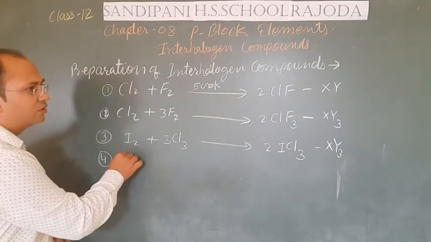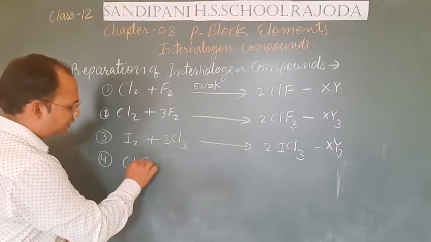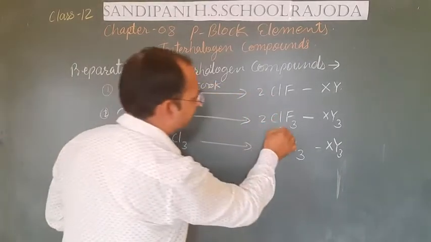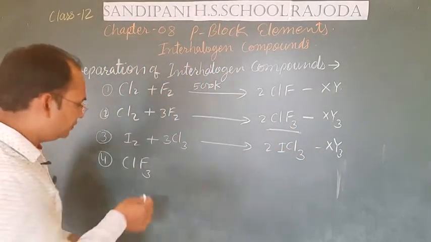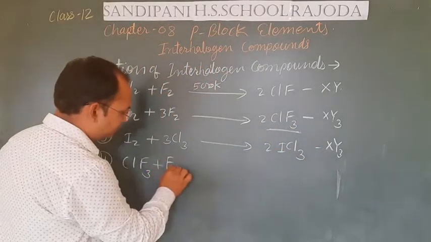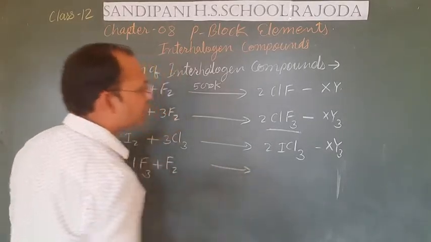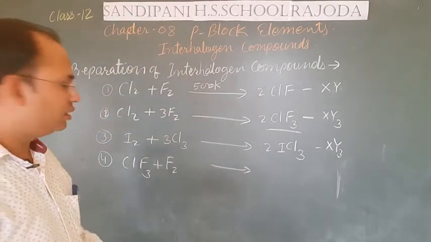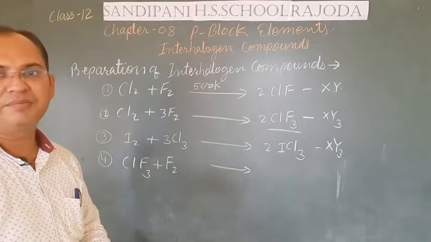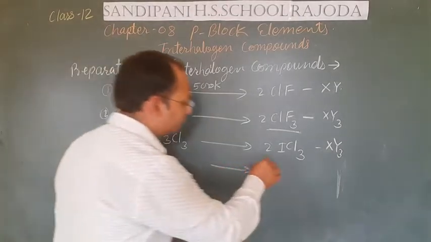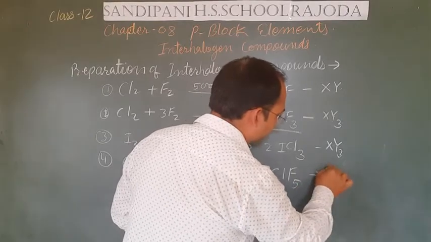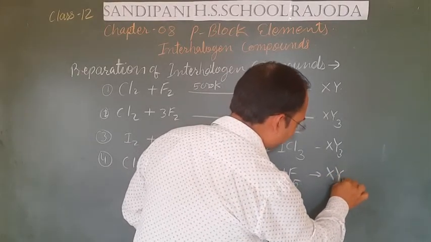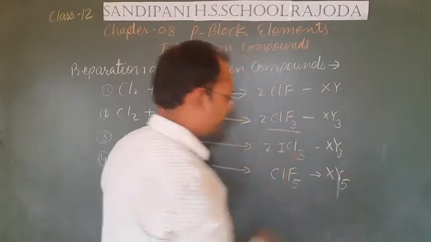Next type of the reaction is, students, fourth reaction, when chlorine trifluoride ClF3 again reacts with fluorine, that is F2, then here ClF5 compound is formed, ClF5, and this is XY5 type compound.